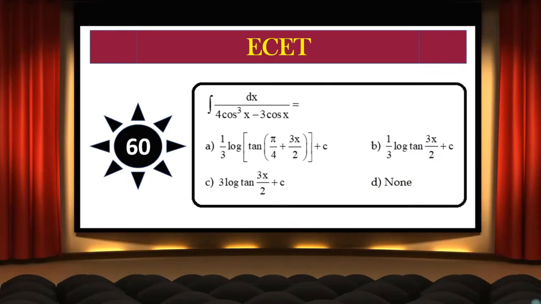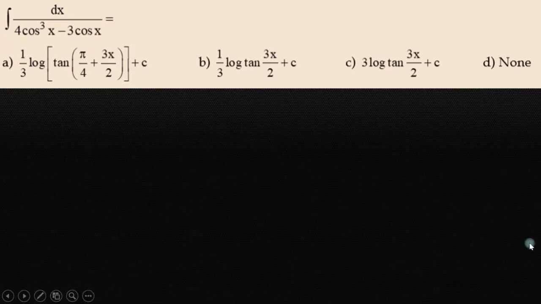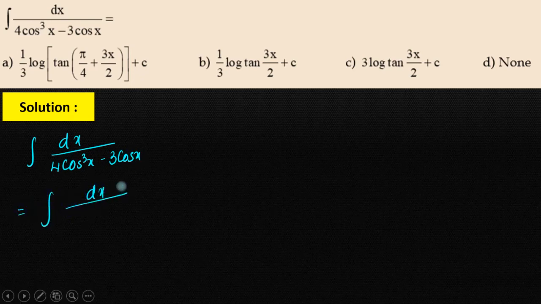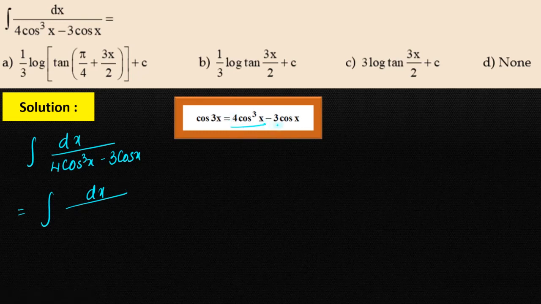Dear students, see the question number 60. Read the question and write it. The question is integral dx by 4 into cos cube x minus 3 into cos x is equals to. Let us find this. Integral dx by 4 into cos cube x minus 3 into cos x is equals to integral dx by, we know that 4 cos cube x minus 3 cos x is equals to cos 3x.